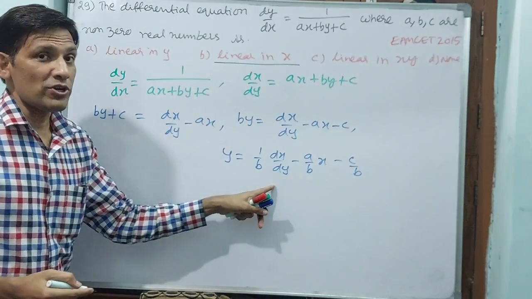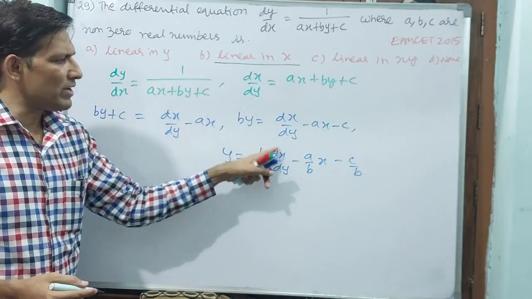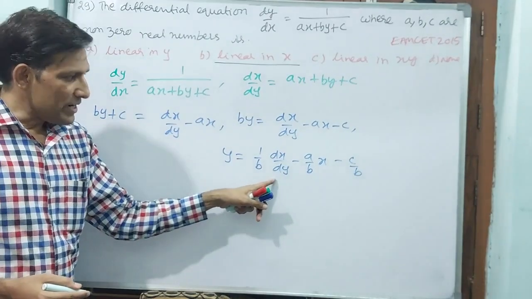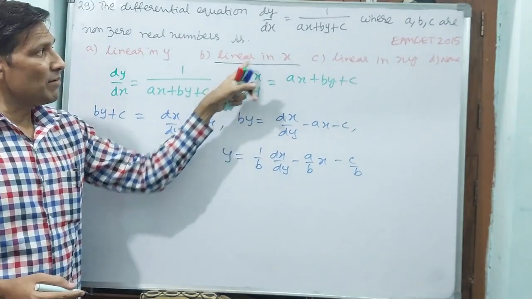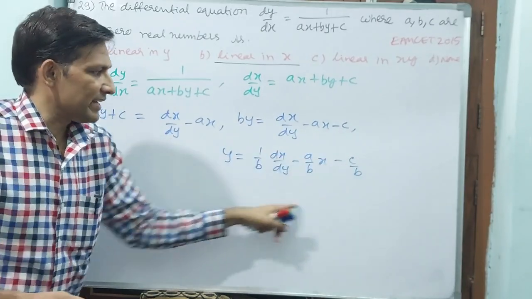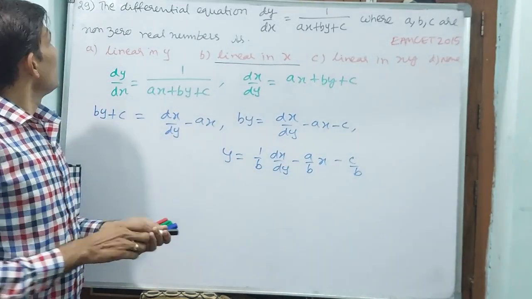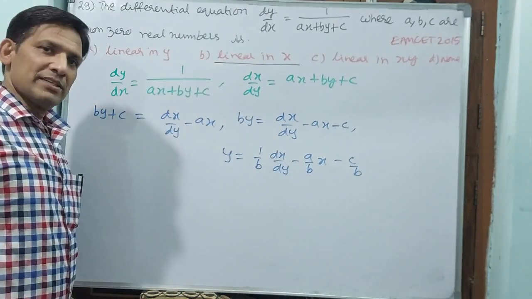Why? Because there is no d square y by dx square or d square x by dy square. Only dx by dy is there. That is why this is linear, but in x. Linear in x. Understand? Okay. Answer is B. Let us go for the next question.